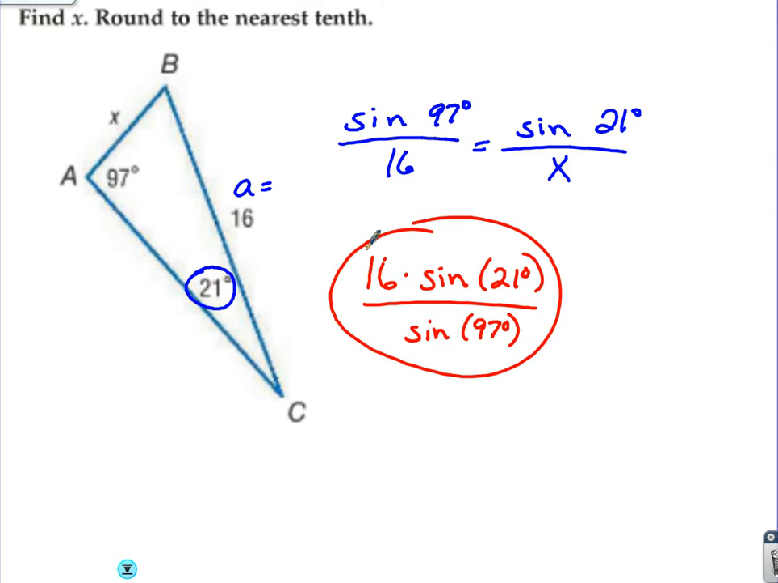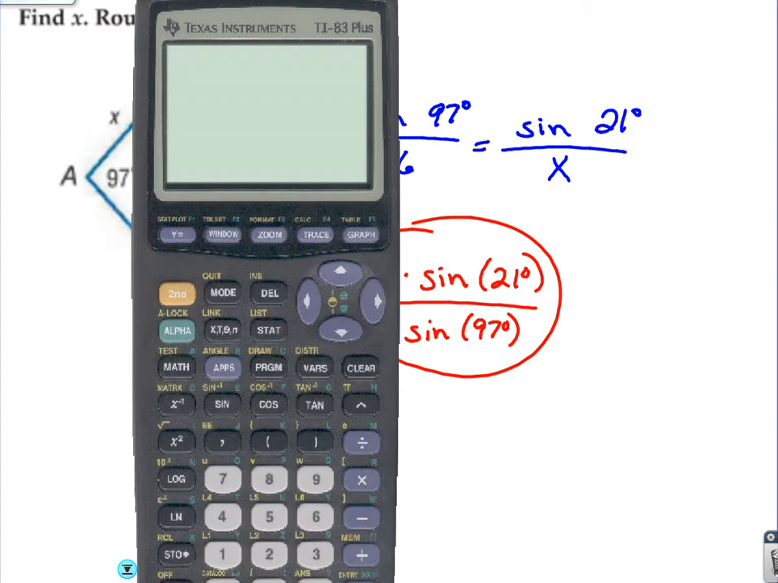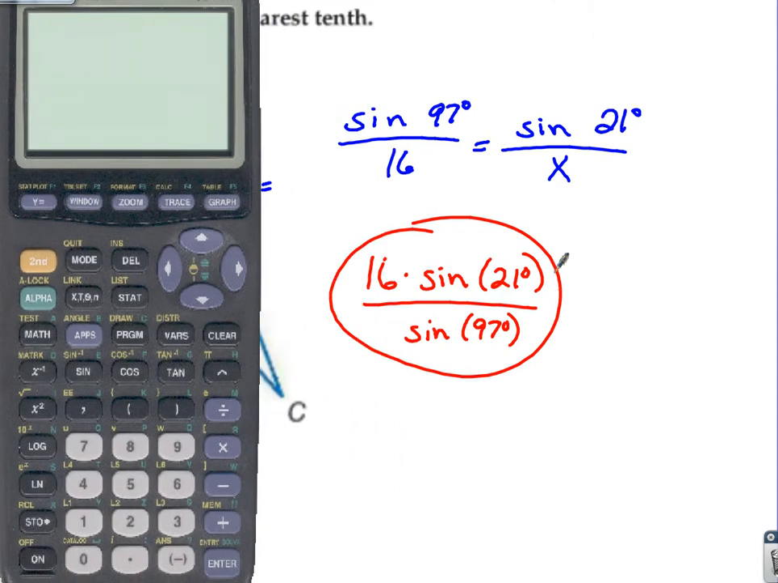You're going to do, and let me pull up my calculator, you would type it in as 16 times sine of 21 divided by sine of 97. They would leave your multiple choice answer looking like that. You don't actually have to type it in, but let's get a decimal.